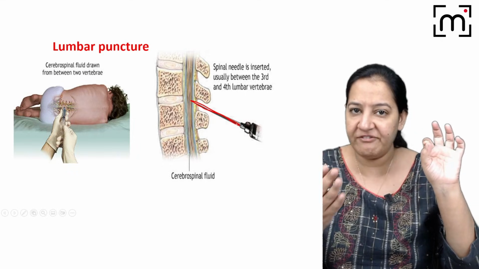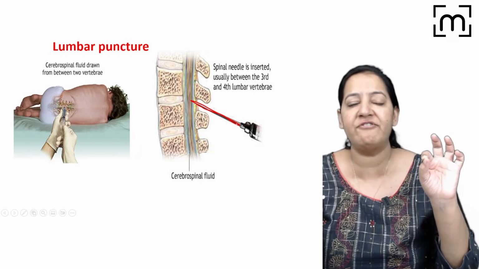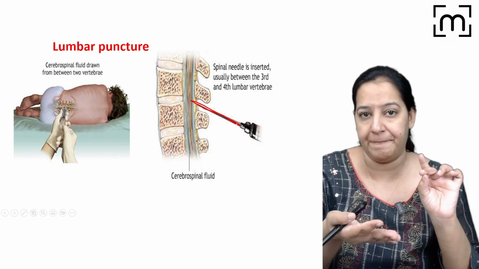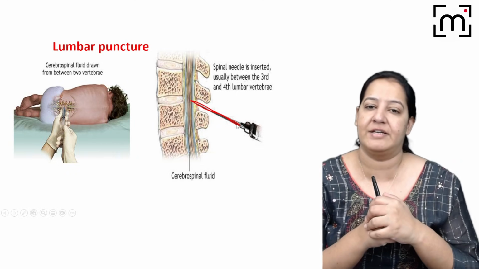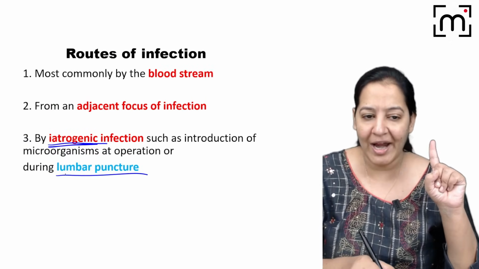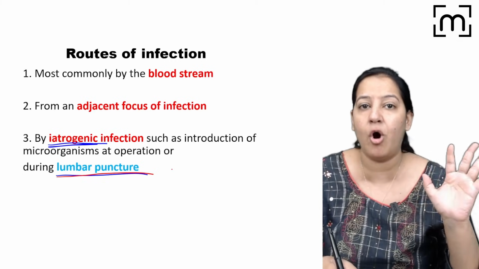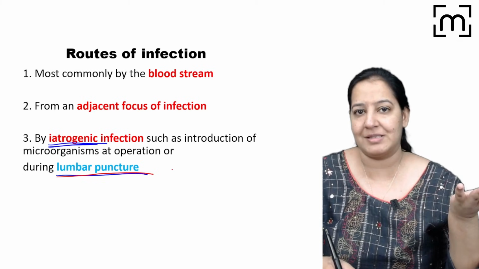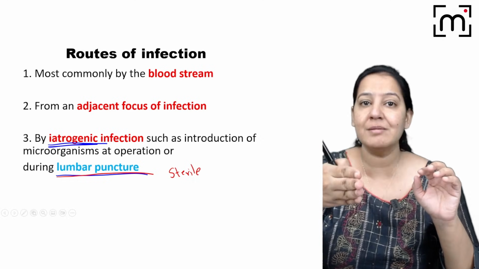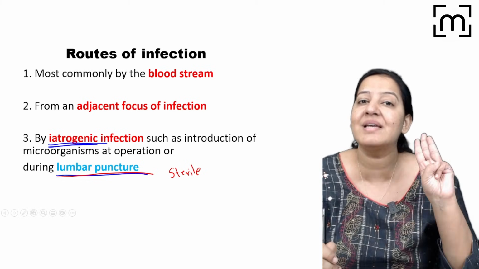In diagnostic, we take out the CSF through this needle, in the syringe, for examination of the CSF. And in therapeutic, we introduce some drug into the CSF, right? So that is lumbar puncture. While performing lumbar puncture, if the physician is not taking care of asepsis, not taking care of sterile conditions, then via the needle, the organisms can be introduced directly into the CSF and that can lead to meningitis. It is known as the iatrogenic one.